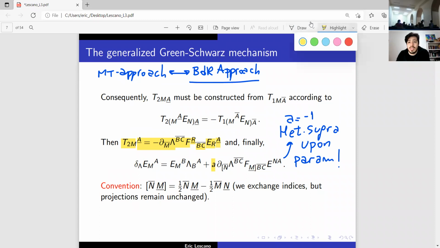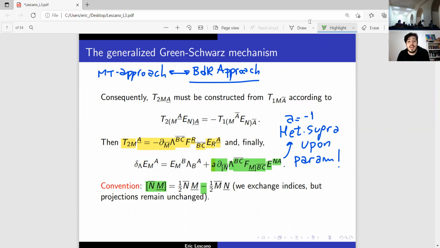And the convention over here is that these indices are antisymmetric, but you can see this minus over here, while the projections remain unchanged. The projections are still in the first letter, as you can see over here. This is the convention that we use. I use this convention also in my lecture notes.